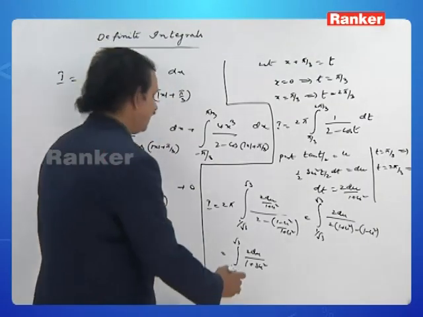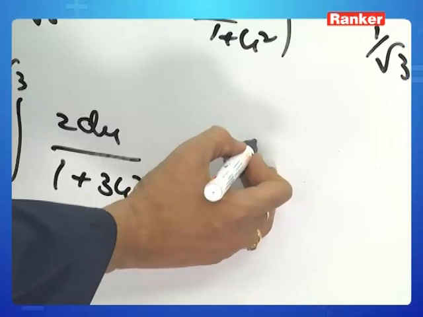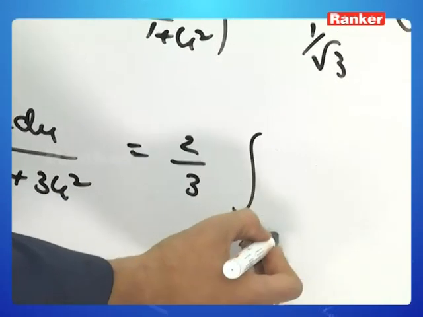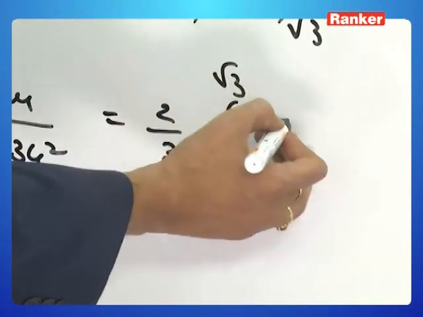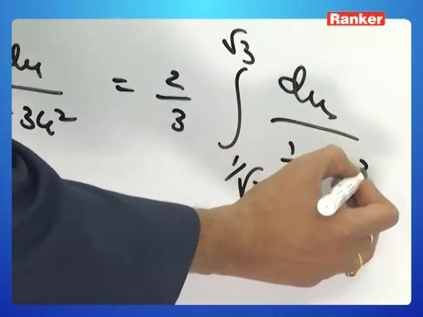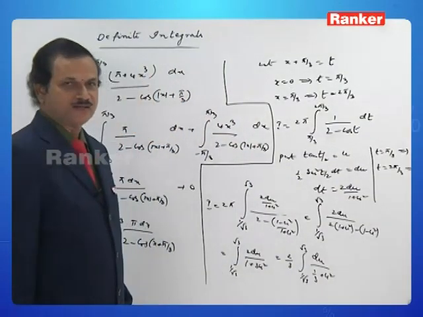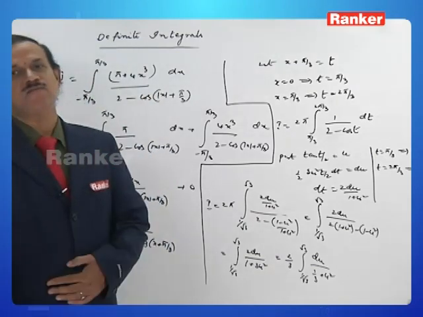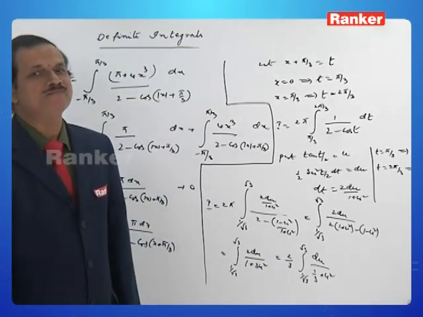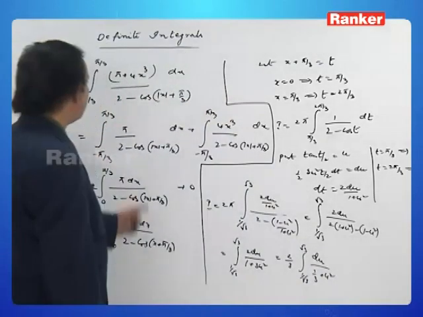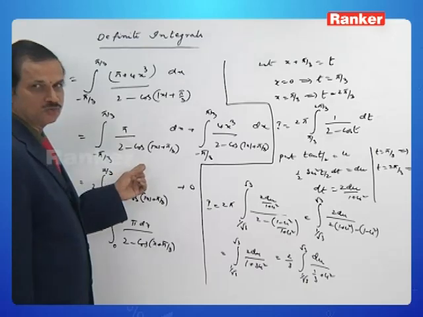3u square. Hence, this is equal to 2 by 3 into the integral from 1 by root 3 to root 3 of du by 1 by 3 plus u square. Look at that. It looks like 1 by a square plus x square. What is the integral of 1 by a square plus x square? 1 by a tan inverse x by a. Well, I like to remove the first two steps.